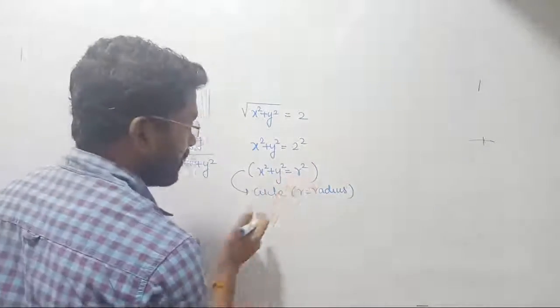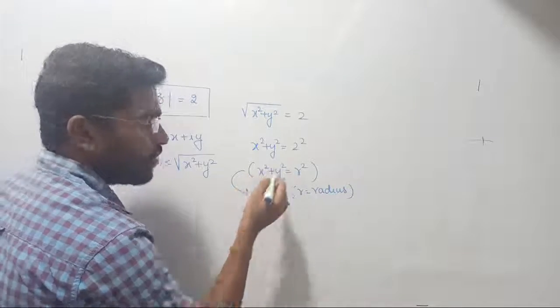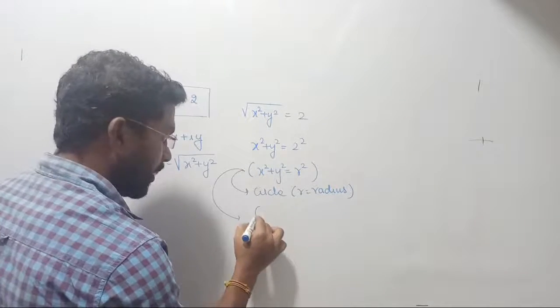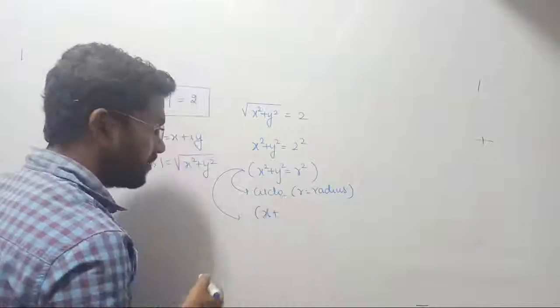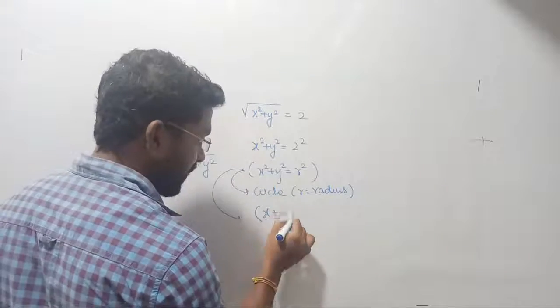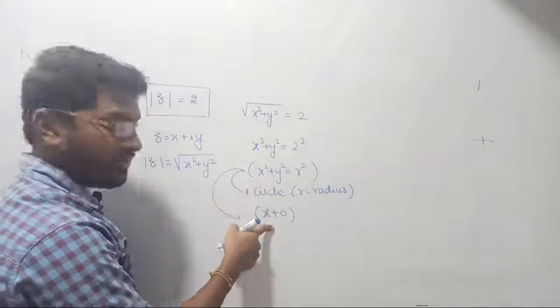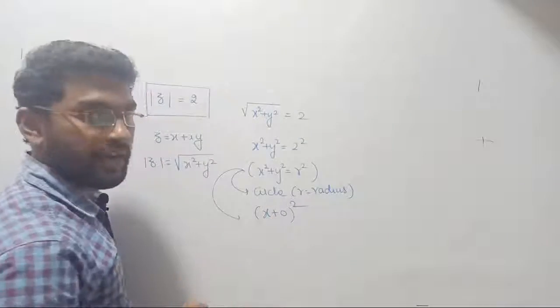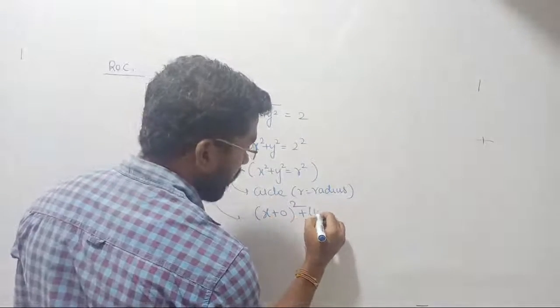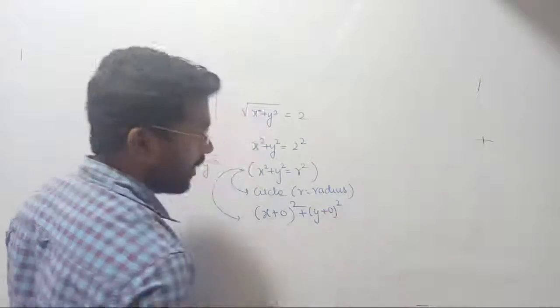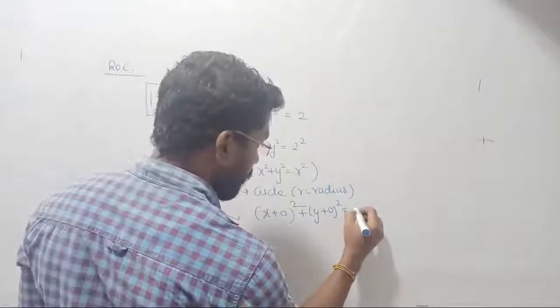In the circle, where does it start? Actually this x square plus y square equal to r square can be written as, this is the basic mathematics that we learned in our 9th standard maths, right? So this x can be considered as x plus 0 whole square. Any mistake? No. Similarly y can be considered as y plus 0 whole square. Any mistake? No. That should be equal to r square.